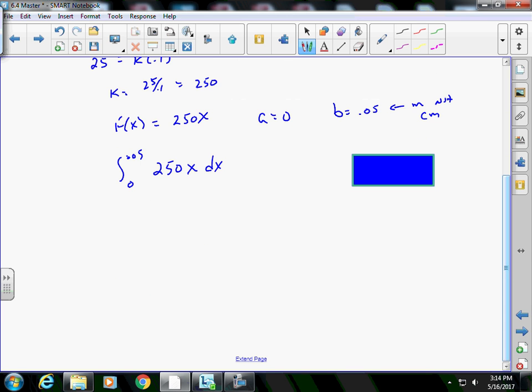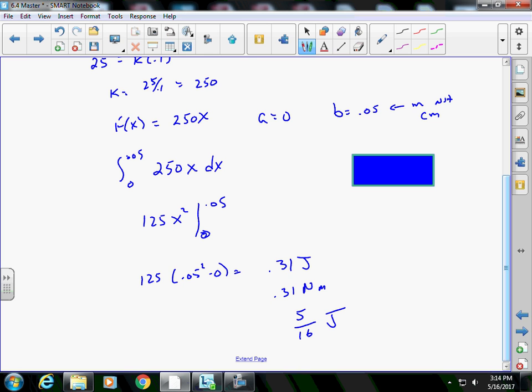Now that I have this, I can integrate 125 x squared from 0 to 0.05. I get 125 times 0.05 squared, subtract 0, which gives me 0.31 joules, 0.31 Newton meters, or if you wanted to give it as a fraction, 5/16 joules.